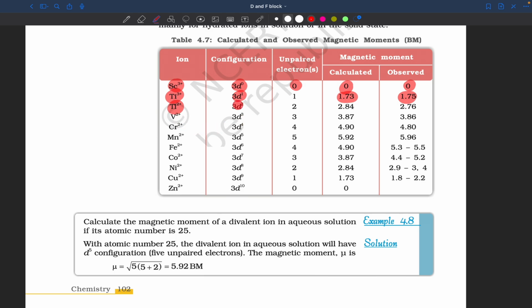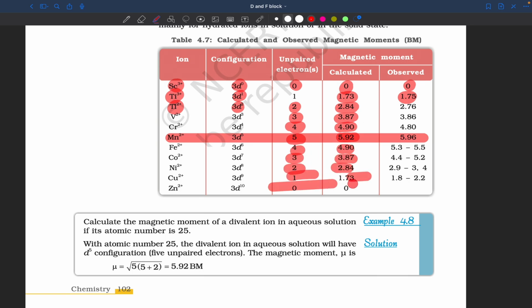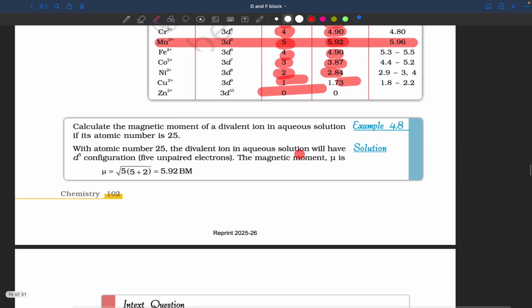Titanium plus 2, 3d2, so 2 electrons, 2.84. Vanadium plus 2, 3 unpaired electrons, 3.87; 4 unpaired electrons, 4.9; 5 unpaired electrons, 5.9. So manganese has a d5 configuration here. Right? Iron: 4 unpaired is 4.9, 3 is 3.8, 2 is 2.8, and 0 gives 0. So this is how you calculate.